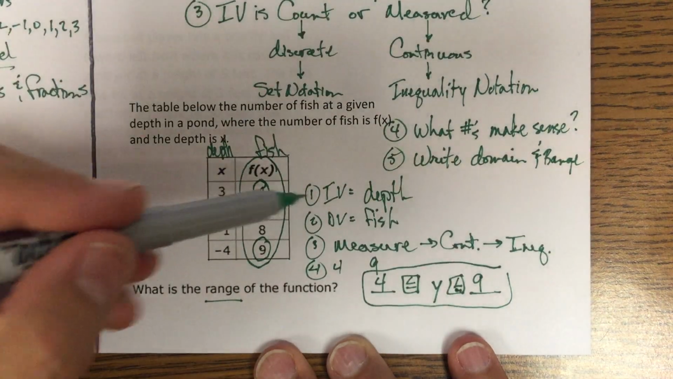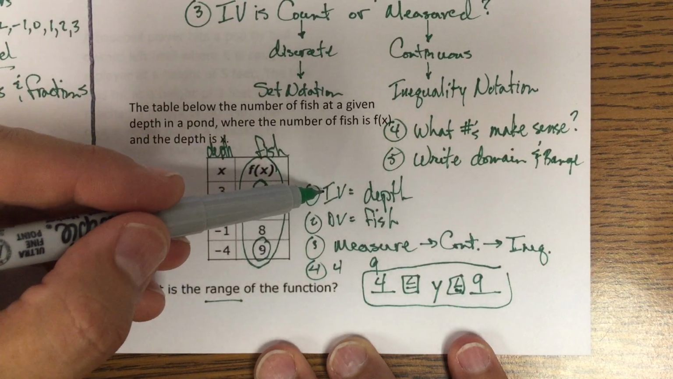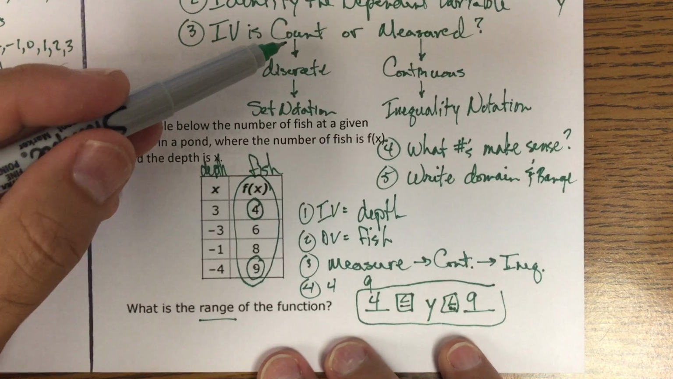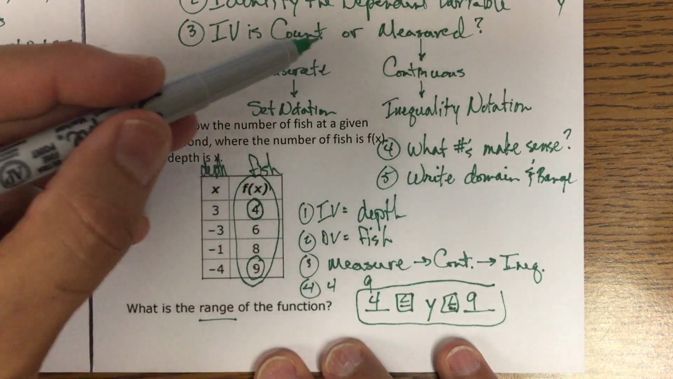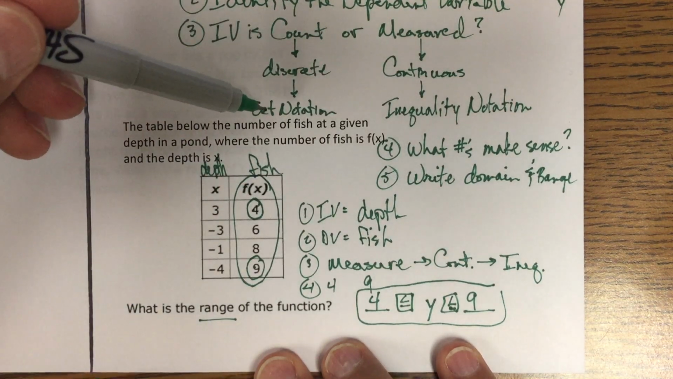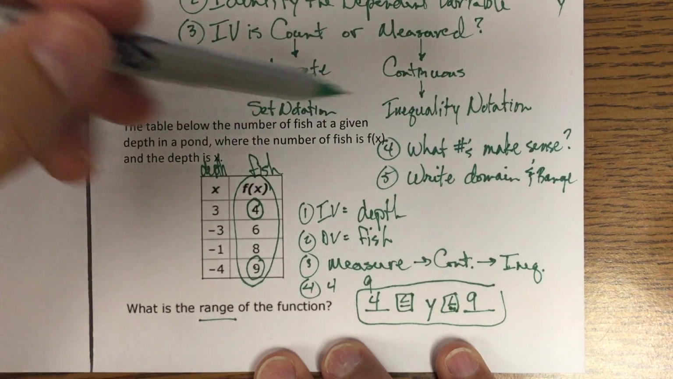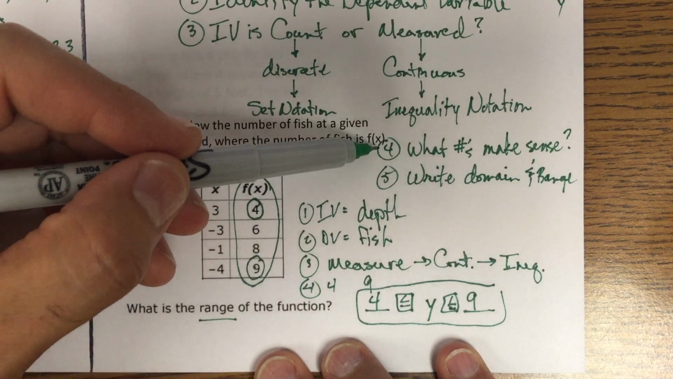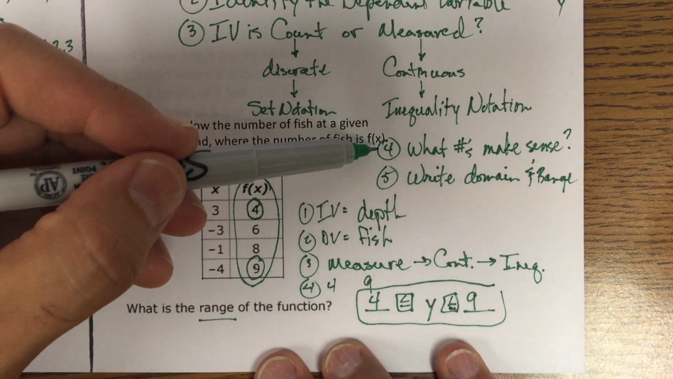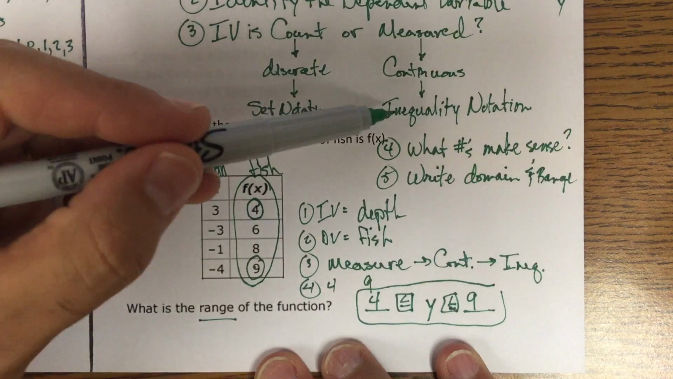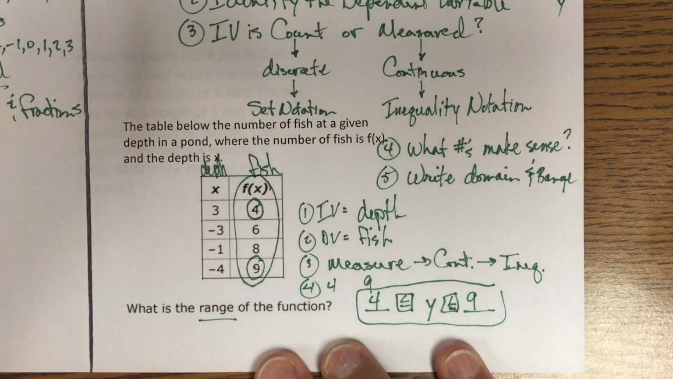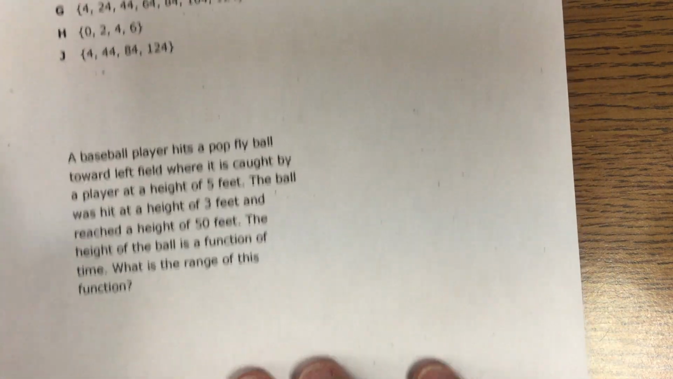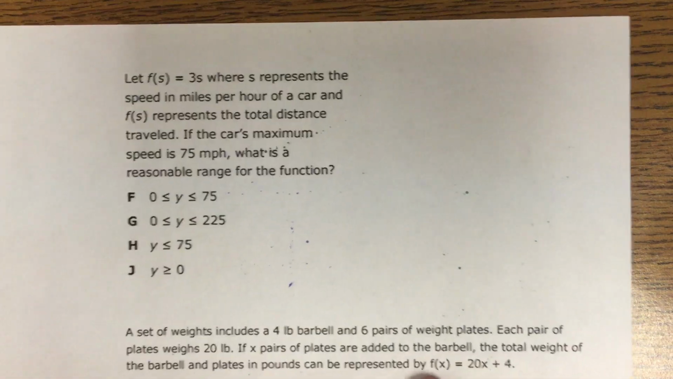So, a 5-step process. Figure out the independent variable, the dependent variable, and then ask yourself, is it counted or measured? Once you figure out if it's counted or measured, that helps you figure out what notation to use, either set notation or inequality notation. We have to figure out what numbers make sense in the situation. And then once we figure that out, we can use the correct notation to actually write the domain and range. Let's do another example. Let's do this one.